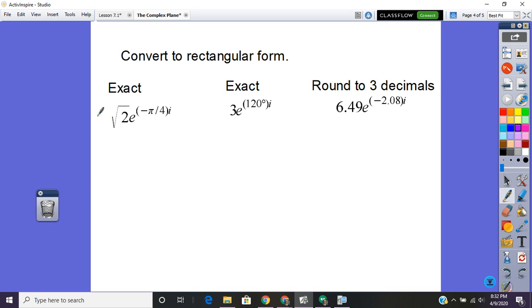Now, this does want exact, so we will have to look at the unit circle here. All right, so keep in mind, r is square root 2. Theta is negative pi over 4. So if we're going exact, we also know that x equals r cosine theta and y equals r sine theta. So let's see if I can get a nice unit circle. Oh, here we go. This one's really nice. Okay.